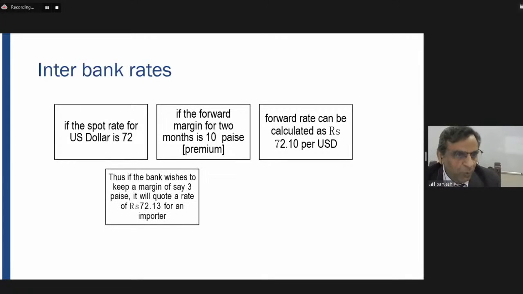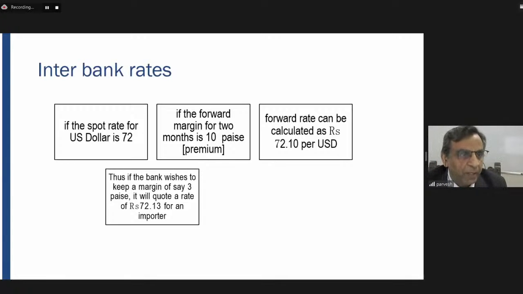But now, suppose an importer comes to the bank. So this is actually the interbank rate. Okay? Now, a bank wishes to keep a margin of say 3 paisa. It will quote a rate of 72.13 for an importer. Now, suppose there is an importer, what he wants to do, he wants to buy dollars.